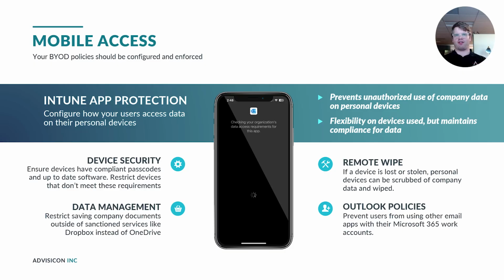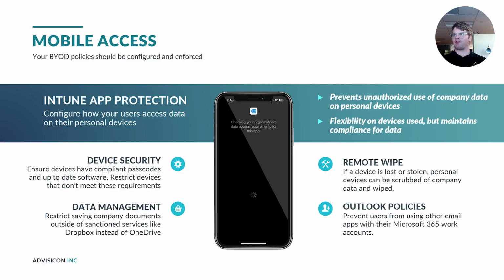You can restrict saving company documents outside of sanctioned services, like Dropbox instead of OneDrive, or if you want to restrict copy and paste from Outlook to another app. So like if you're going from Outlook to ChatGPT, you can restrict that data from being copied in.